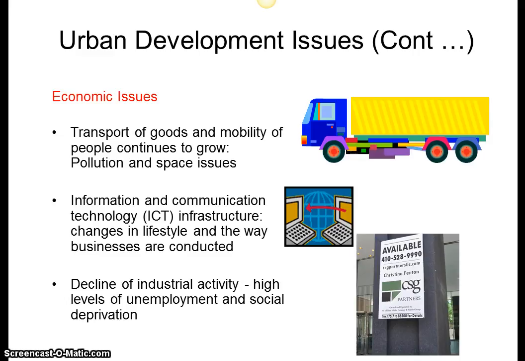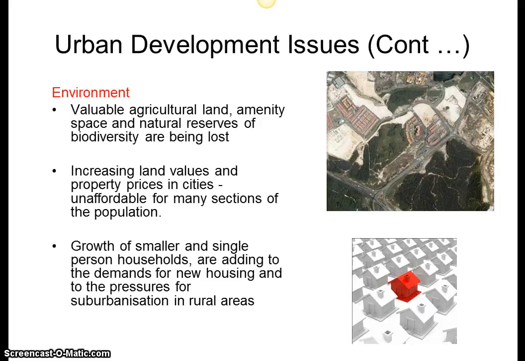And the third one is decline of industrial activity, high level of unemployment and social deprivation. You can see this in big cities, especially in Western countries. The city center becomes like a donut. I think you know donuts. In the middle is empty, zero. Yeah. And also we have environment problems.